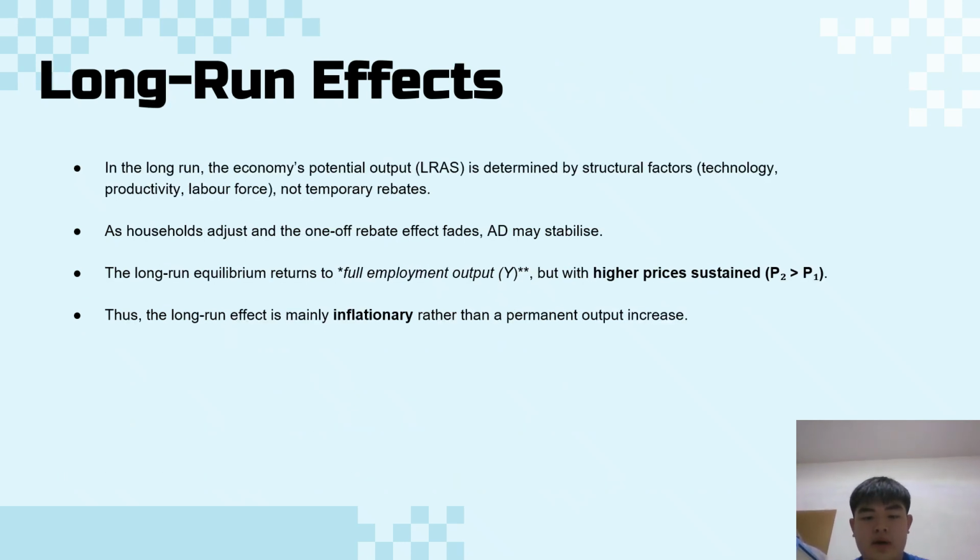For the long-run effect, economic output depends on structural factors like technology and labor force, not temporary rebates. Inflation remains higher, prompting potential monetary tightening and higher borrowing costs. DBS can benefit by focusing on digital banking and wealth management, which are less sensitive to interest rate cycles.